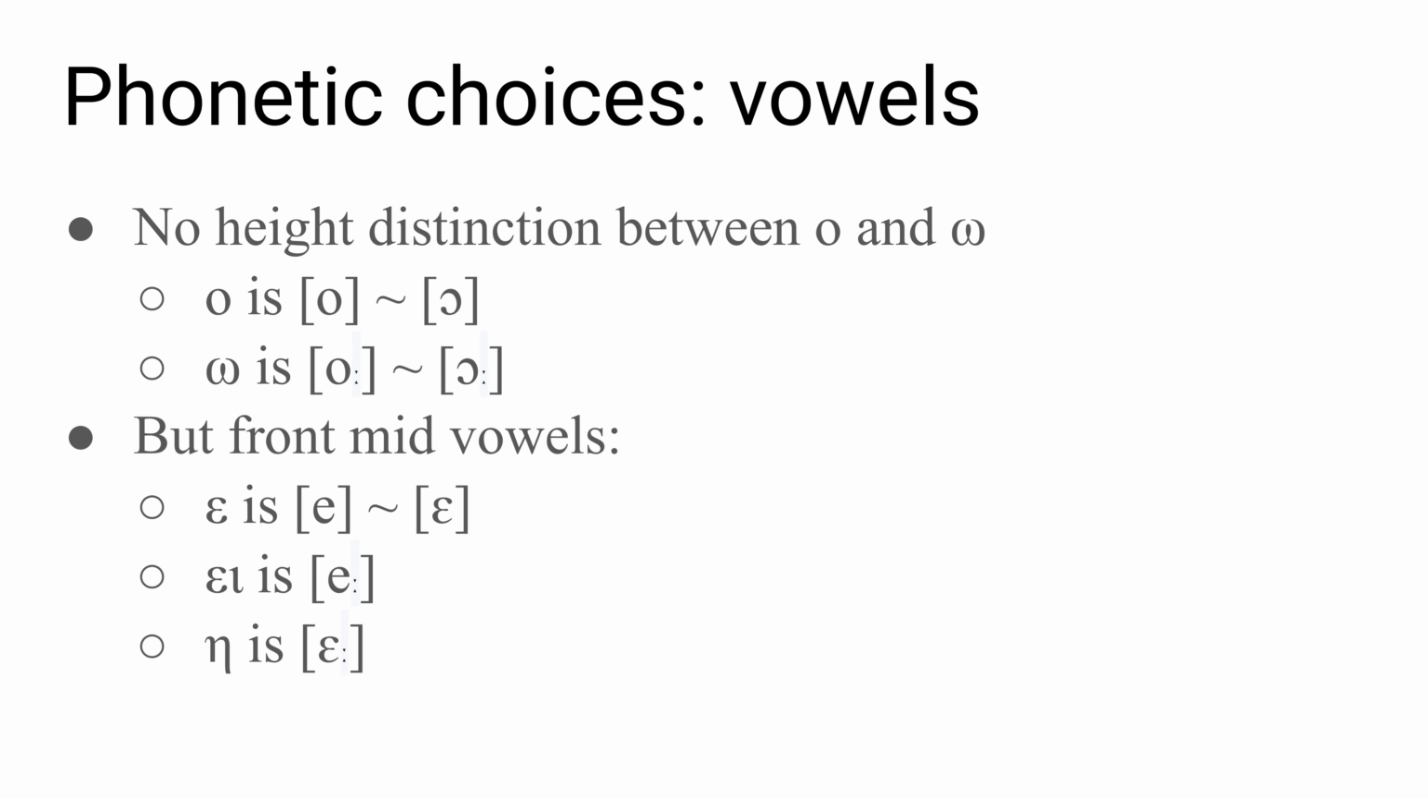When it comes to vowels, the choices are made more out of my lack of phonetic aptitude. I make no height distinction between omicron and omega, even though it's very likely that omicron is higher than omega, and I probably won't be very precise with the exact height of either. Similarly, for the short front mid vowel epsilon, I won't be very precise with its height. But for the two long front mid vowels, I will always distinguish them by height, so e, but e.